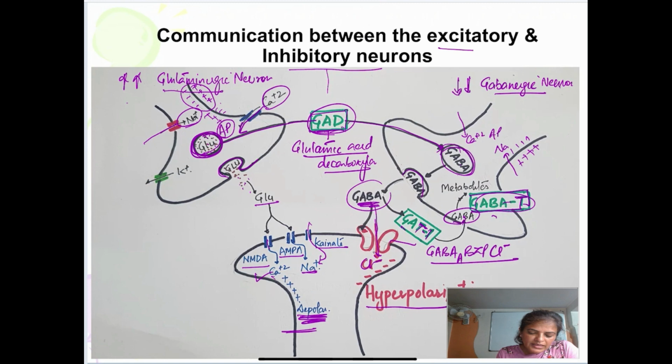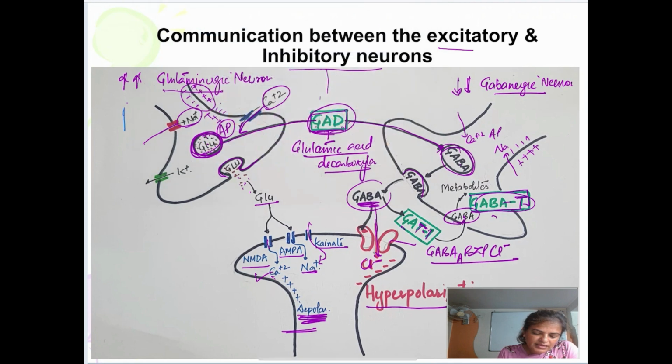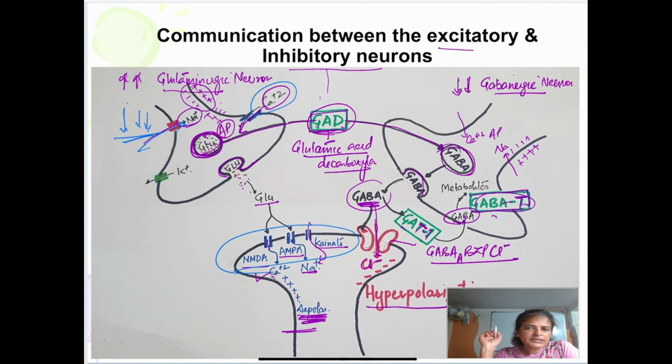They act by decreasing the activity of this side, the glutamatergic side. So how are they going to decrease the activity of glutamatergic neurons? Maybe by blocking this sodium channel, by blocking this calcium channel, by acting on this receptor. Okay, that is done.